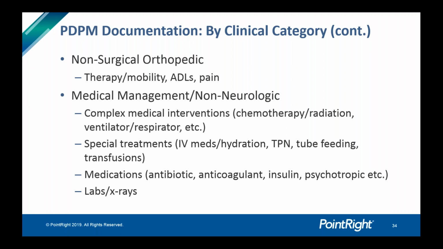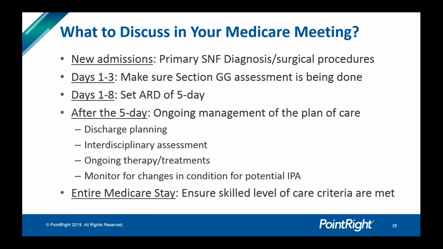Medications, if there's anything being titrated or adjusted, particularly for a psychotropic medication regimen review, make sure that's well documented, and any other lab values or x-rays. So if you think about it in terms of those clinical categories, that might help you to make sure that you have the documentation to support that PDPM classification that you're putting this resident in on the initial payment assessment.